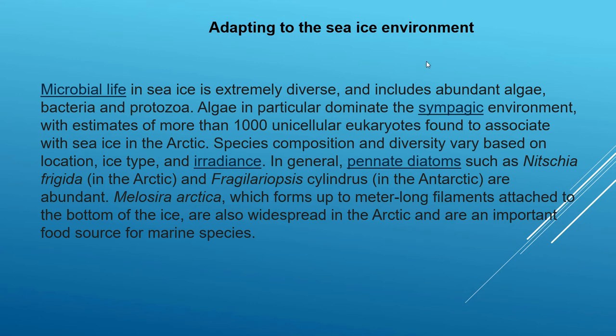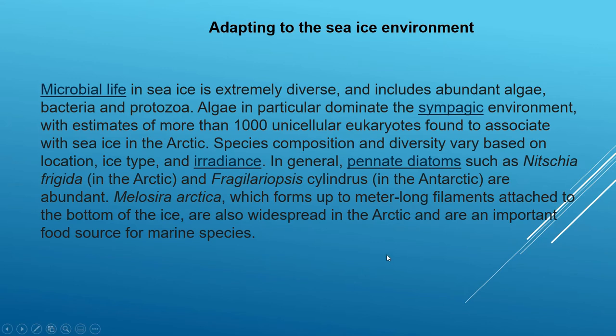Microbial life in sea ice is extremely diverse and includes abundant algae, bacteria, and protozoa. Algae in particular dominate the sympagic environment. I'll explain that in a moment. With estimates of more than 1,000 unicellular eukaryotes. Eukaryotes are organisms that have cell organelles in the cytoplasm and a well-defined nucleus with the genetic material surrounded by a nuclear membrane. And so found associated with sea ice in the Arctic.